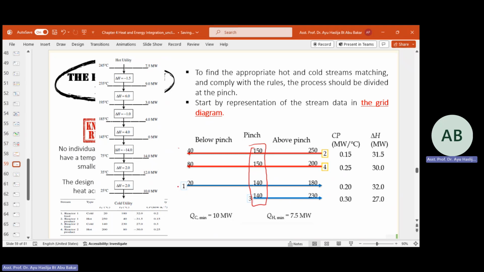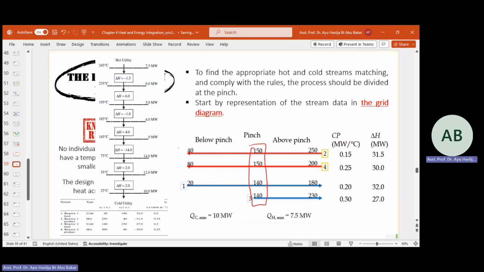Now, the cold streams. The first stream goes from 20 to 180, passing the pinch at 140. Stream 3 starts at 140 to 230, starting from the pinch point. So now above pinch we have 4 streams. Below pinch we have 3 streams.